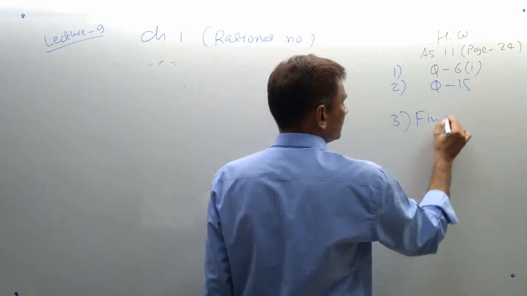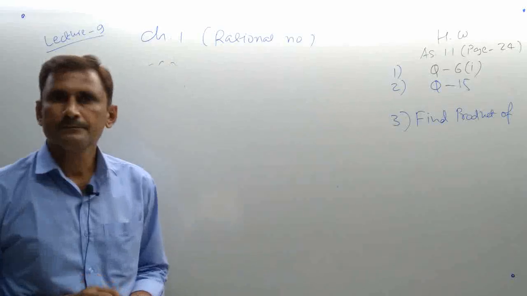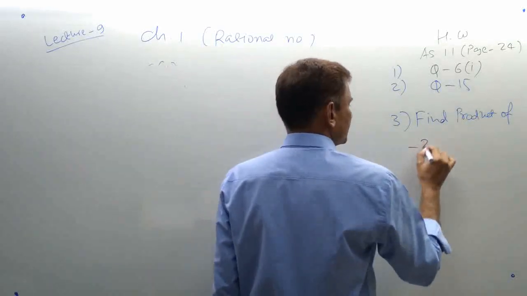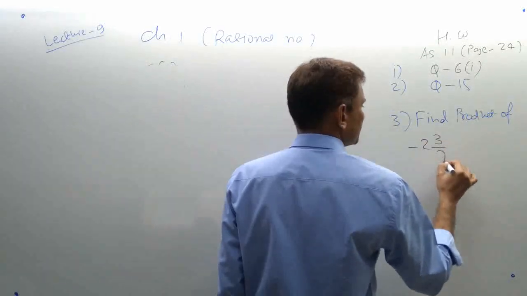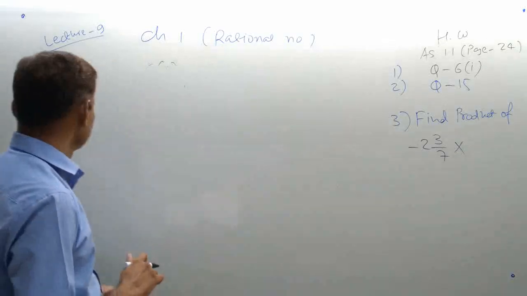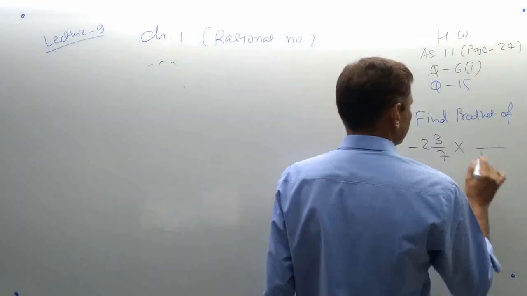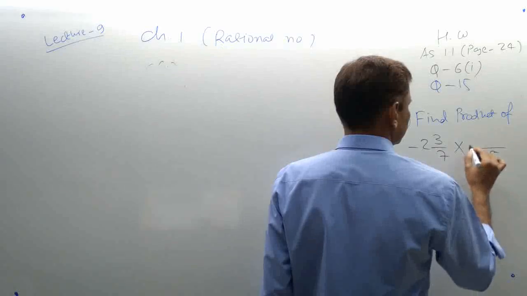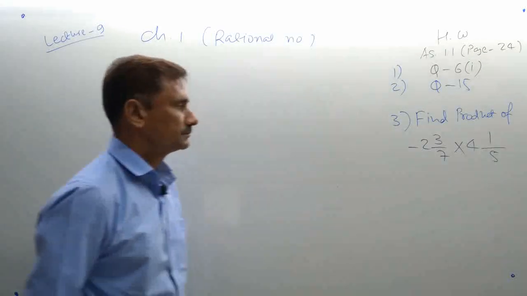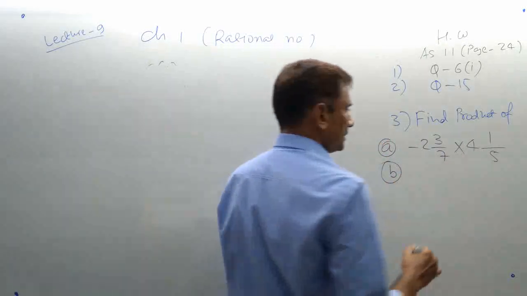So find the product of minus 2, 3 upon 7 into. Okay, same type of sum again, I am just giving you.